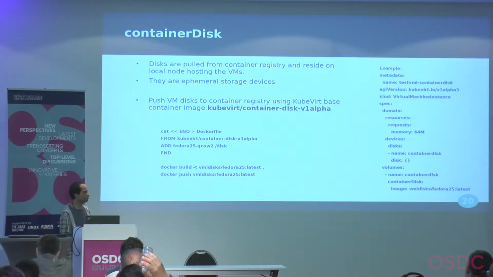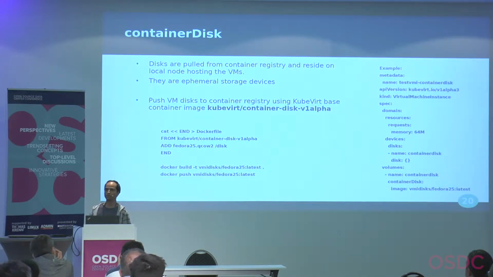Below is an example wherein we are creating our own container disk. We make use of the KubeVirt container base image, and we add the Fedora QCow2 image under the /disk directory. One thing to note here is that the currently supported formats for the VM disks are QCow2 and raw disk image format. If you have your VM disk in any other format, you need to first convert it into QCow2 or raw disk image format.